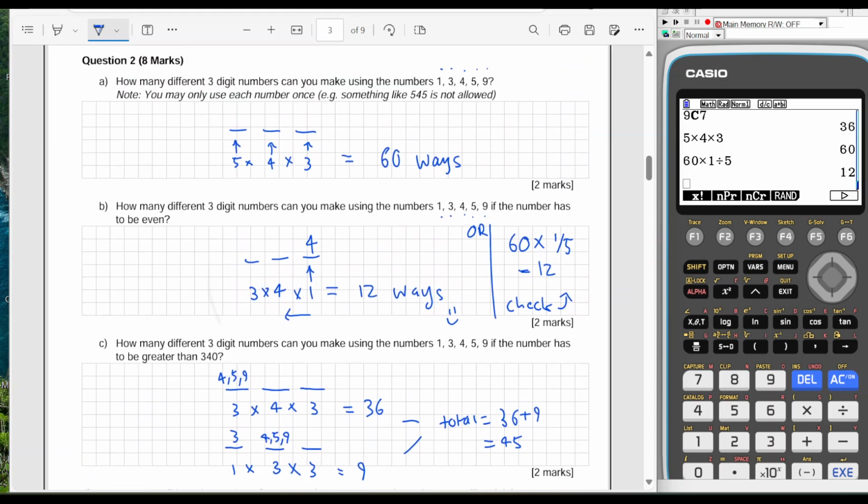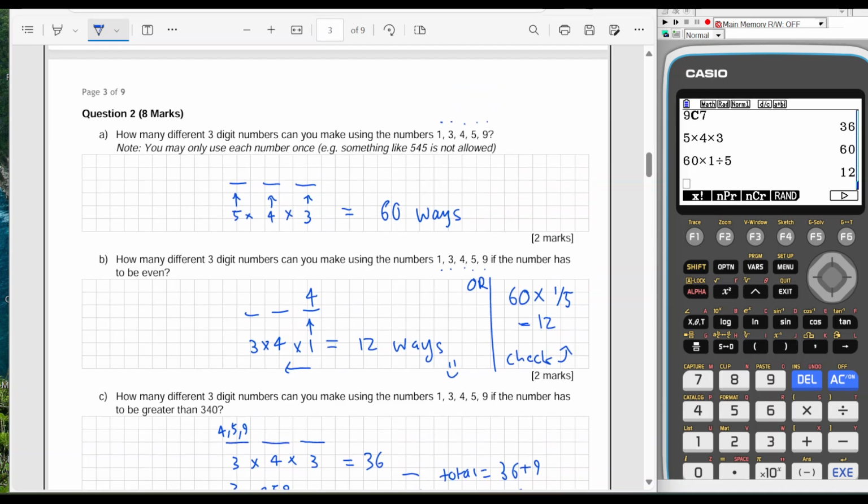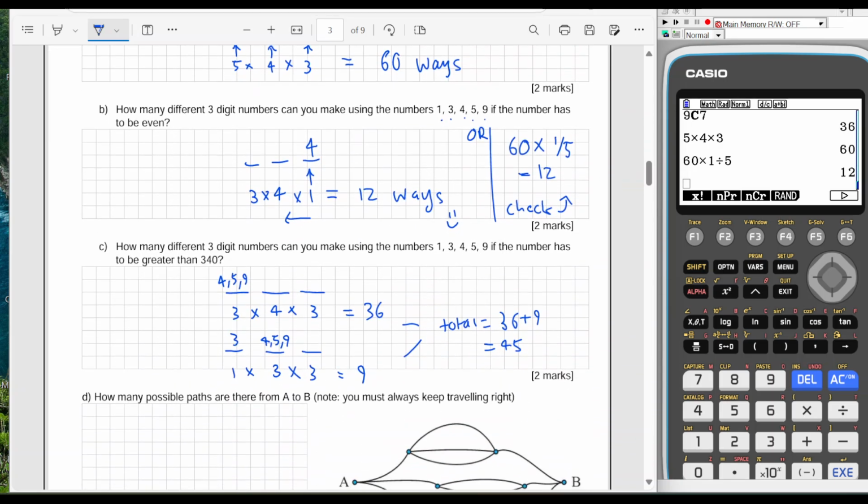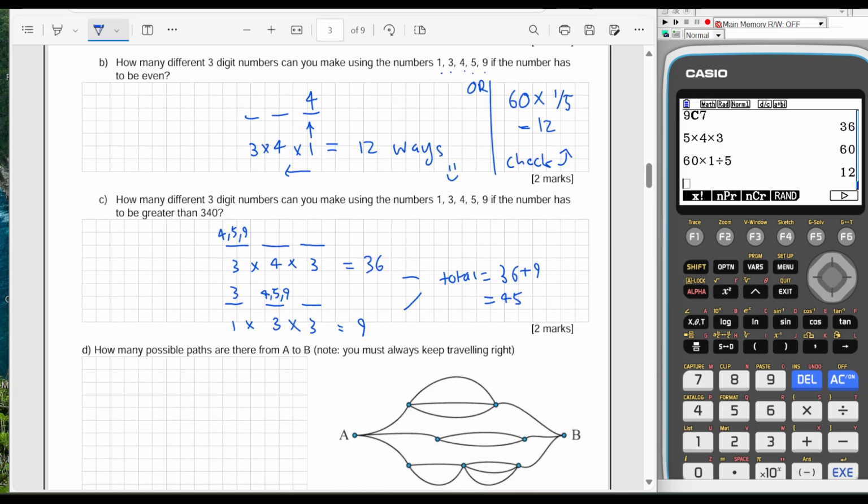I'd also really encourage you to look and see, out of your 60 ways, can you find the 15 that are smaller than 340? See if you could do that.